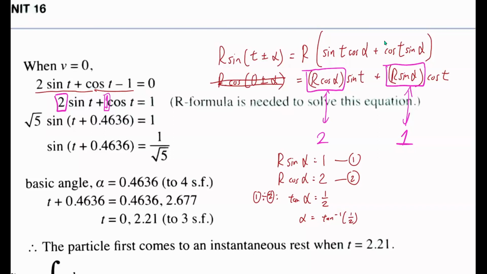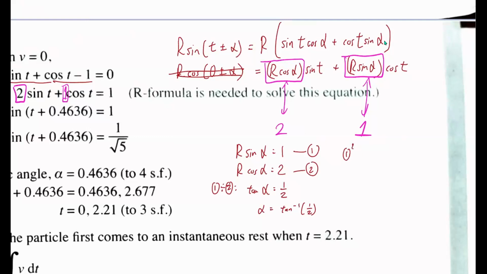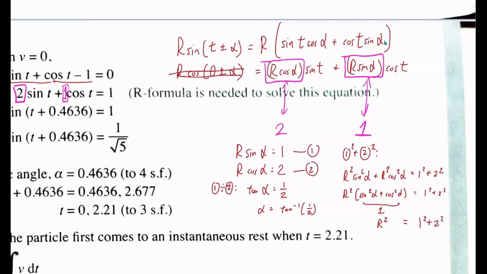Because there's also the R to be found. So after we solve for 1 square plus 2 square and square root, what we have is R square sine square alpha plus R square cos square alpha equals 1 square plus 2 square. Factor out the R square, you get sine square alpha plus cos square alpha equals 1 square plus 2 square. But this equals 1, so it's R square times 1, so R square equals 1 square plus 2 square. Solving, you get R equals square root of 1 square plus 2 square.